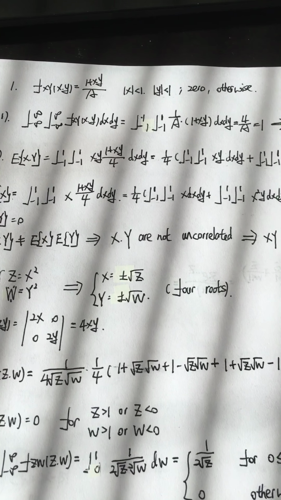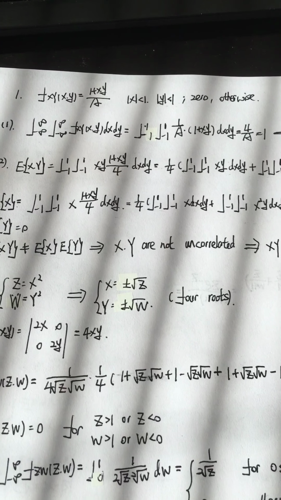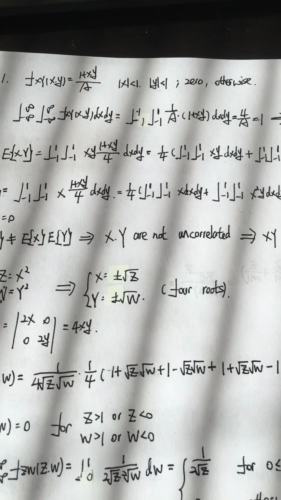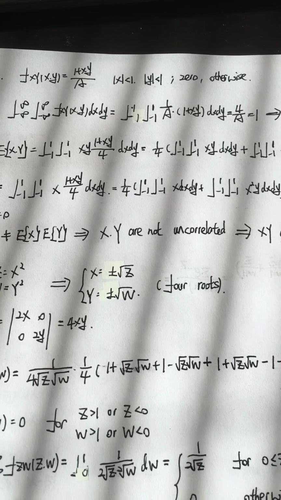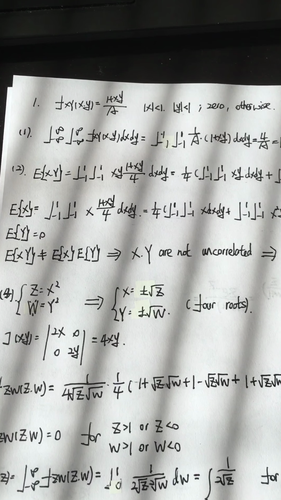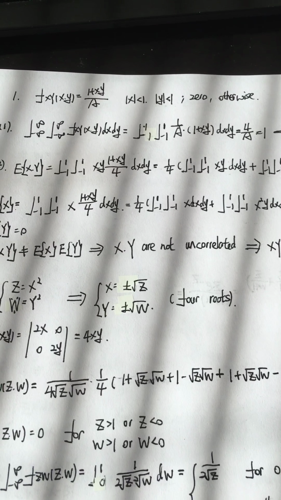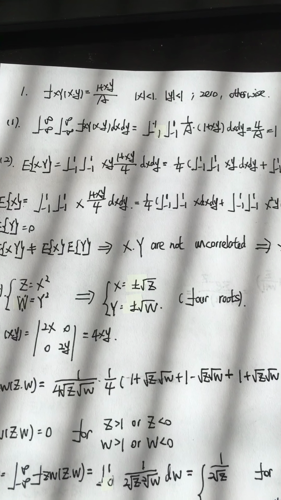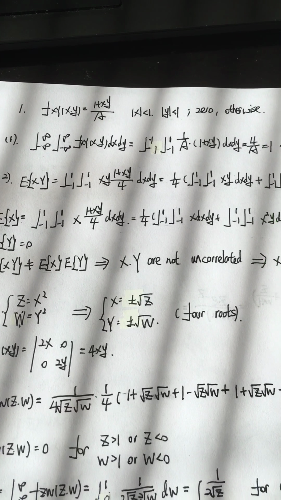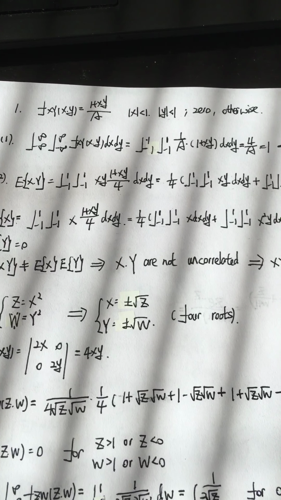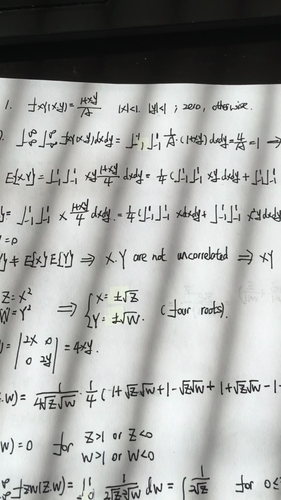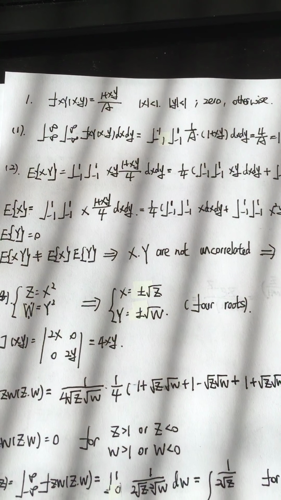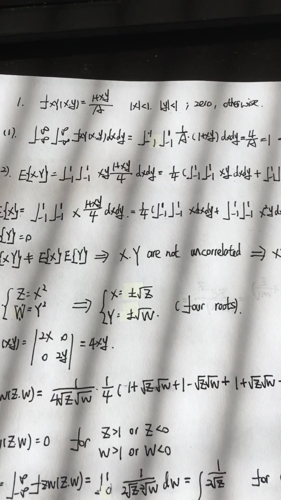Okay, question 2 and 3. To find if x and y are uncorrelated and independent, we need to find the E[X], the E[Y], and the E[XY]. First, E[X]: we integrate the CDF of XY, and we can find that E[X] is equal to 0. And similarly, we can find that E[Y] is also equal to 0.